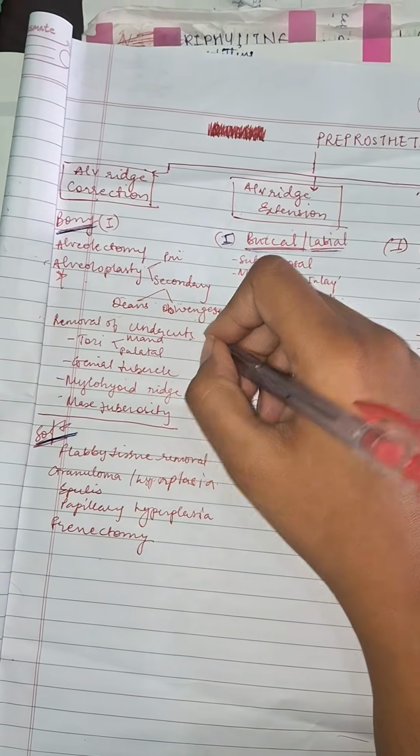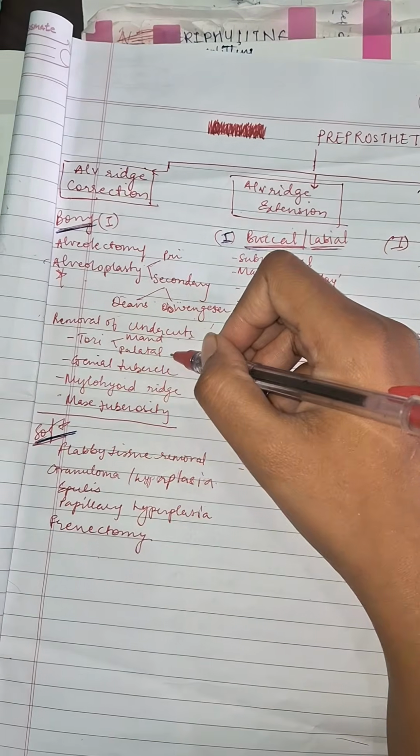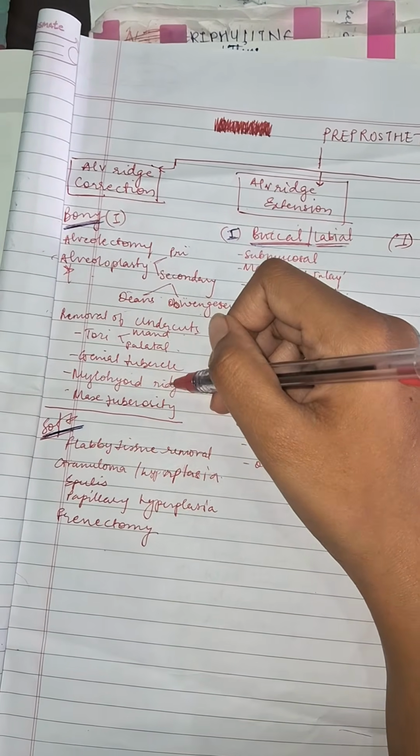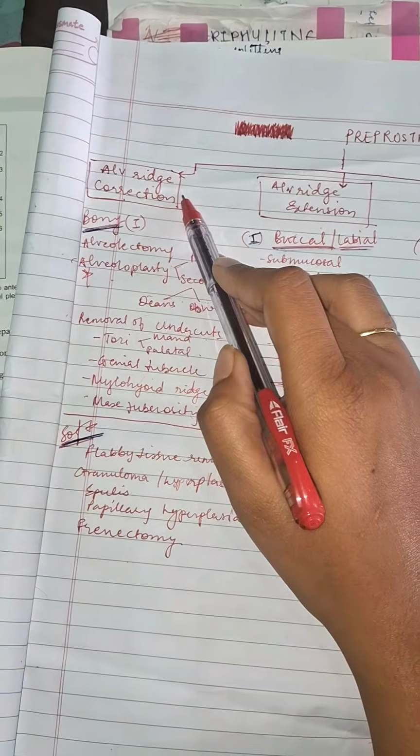Then we have removal of undercuts. How are we going to remove it? We'll trim the tori, mandibular and palatal tori, and remove the genial tubercle, mylohyoid ridge, and maxillary tuberosities. These are all the bony procedures for alveolar ridge correction.